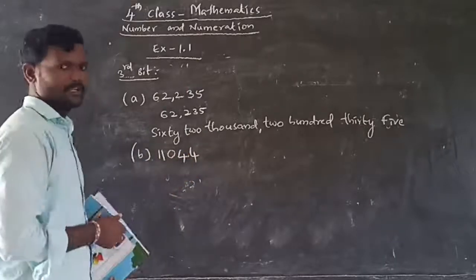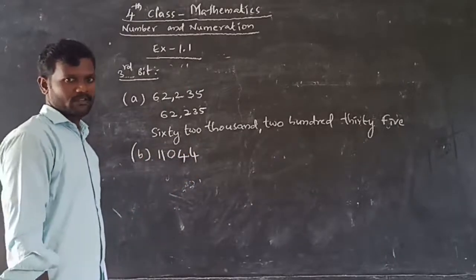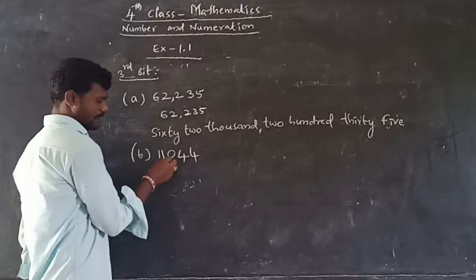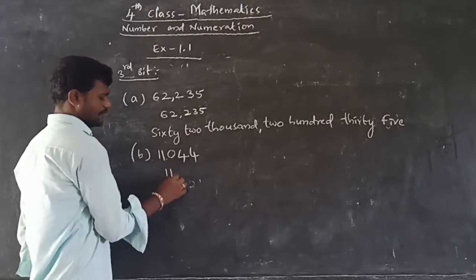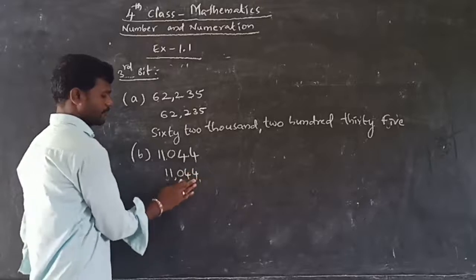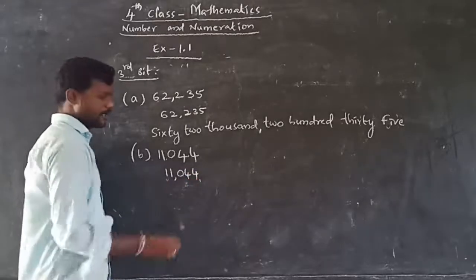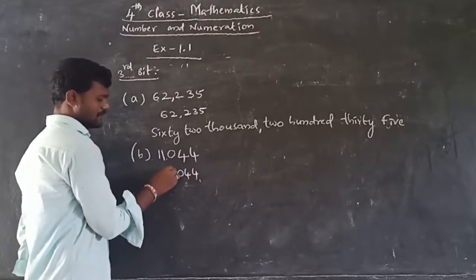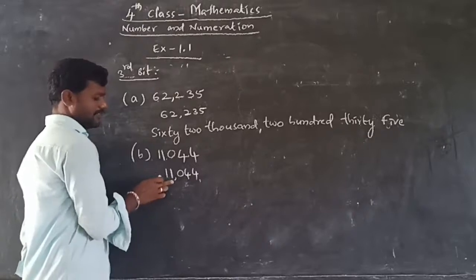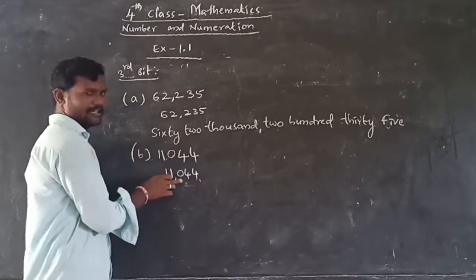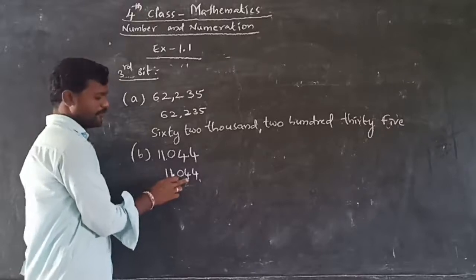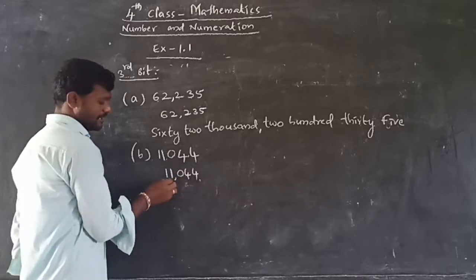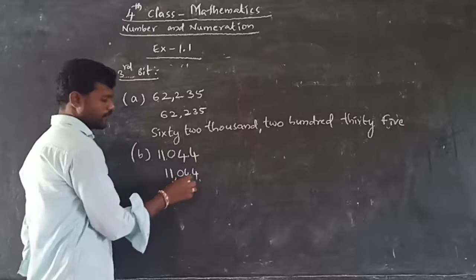11044. Where you have to write comma? After which place? Hundreds place. So ones, tens, hundreds. So here you have to write comma. What is the number? 11,044. So how can you read this one? Ones, tens, hundreds, thousands, 10,000s. So in thousands, what are those? 1 and 1. 11,000s are there. Nothing is there in hundreds. So no need to write. 4 is in tens, means 40. Another 4 is in ones. So 11 in thousands, 44.